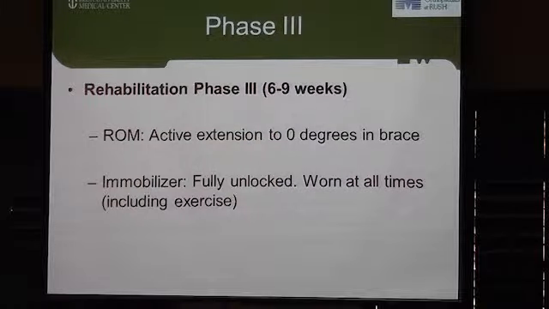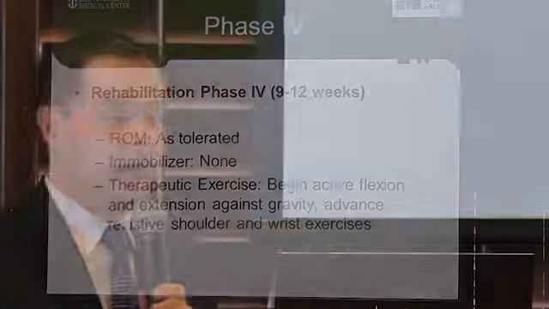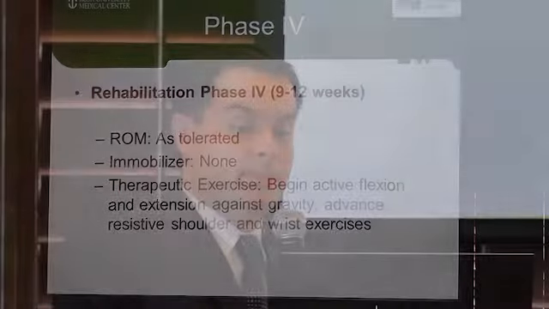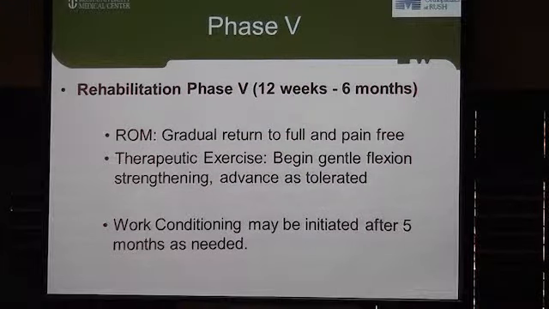Between 6 and 9 weeks, we want to get to full extension. They still wear an immobilizer. It is unlocked, but they're still wearing it at all times. When they're 9 to 12 weeks, we discontinue the immobilizer, and we can start gentle strengthening exercises with a pound or two. Between 12 weeks and 6 months, you're just progressively increasing weight-bearing, weight-loading activities as tolerated.